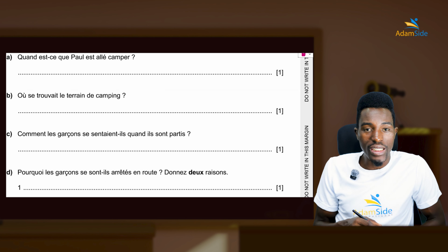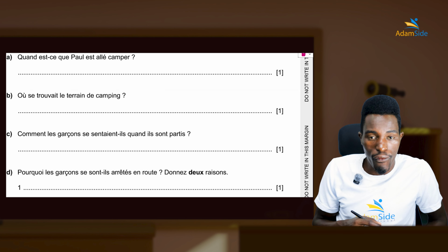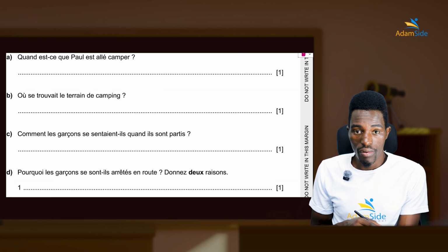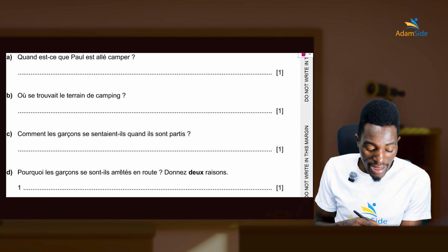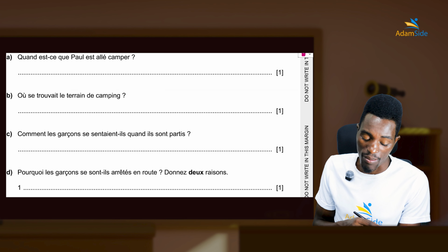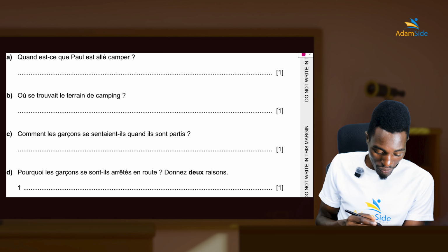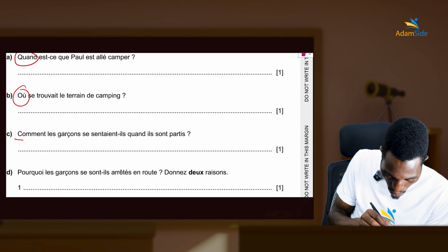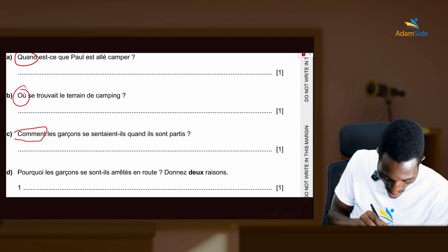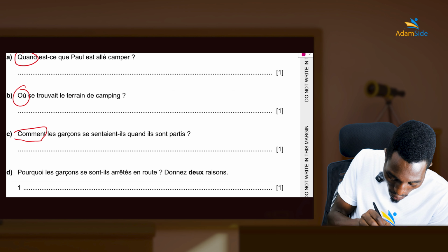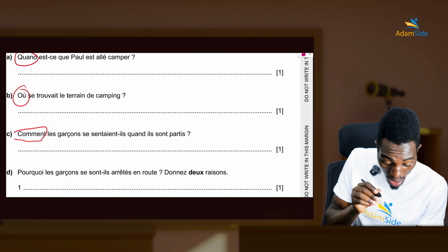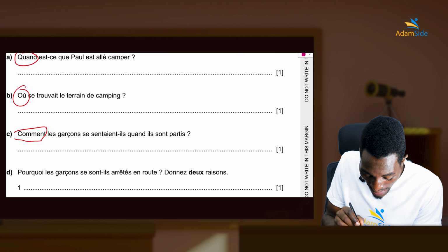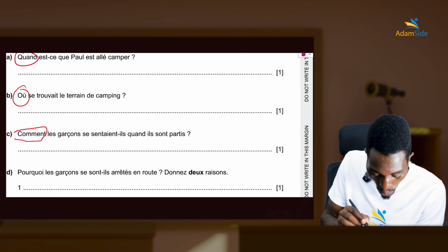So answering question number 4 in French. Before you even read the text, you have to identify the key concept of the question. Like here for A it is quand, où, comment. So, when. The answer that you have to write should answer when. Quand est-ce que Paul est allé camper? When.